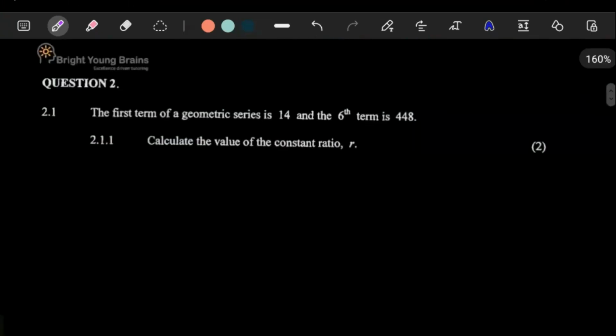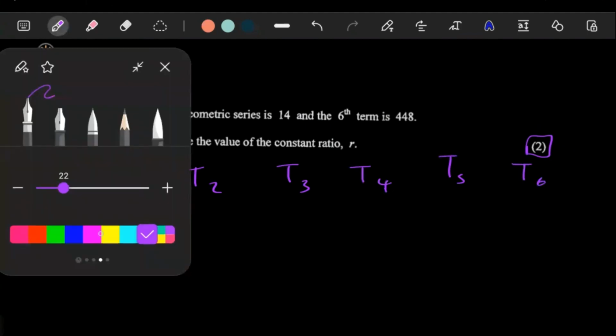Question number 2 says the first term of a geometric series is 14. The sixth term is 448. This is the kind of question where you need to know how a geometric series is laid out. If they say term number 1, that's T1, and this is term number 6. T1, T2, T3, T4, T5, and T6. When you visualize what they're talking about, it's easier.